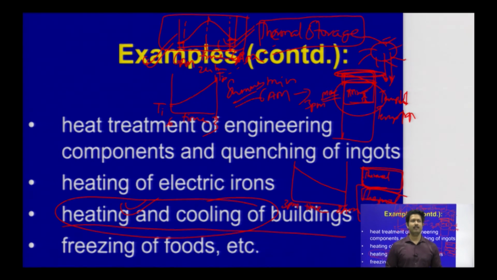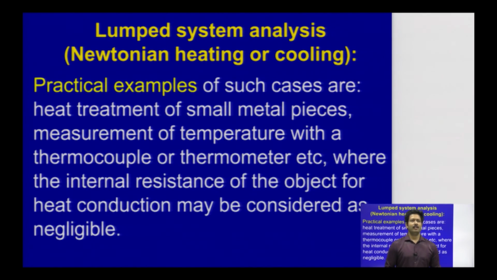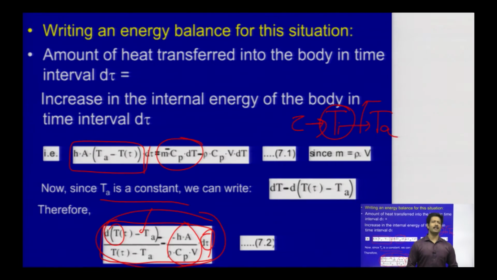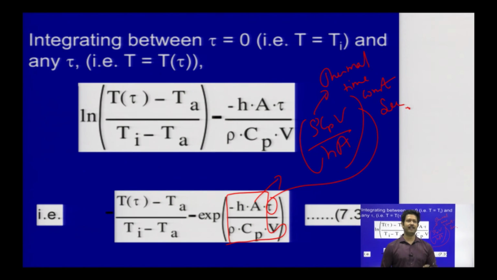to cool. So we have seen the lumped analysis, where the internal resistance is neglected, and we have done the analysis. We have also done the energy balance equation. We have seen hA by rho C_p V. This is the thermal time constant. So we have derived it. I have written it as thermal time constant here.